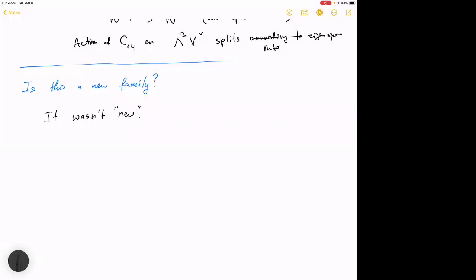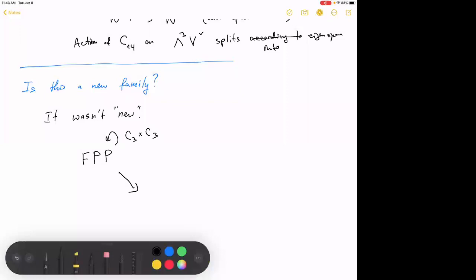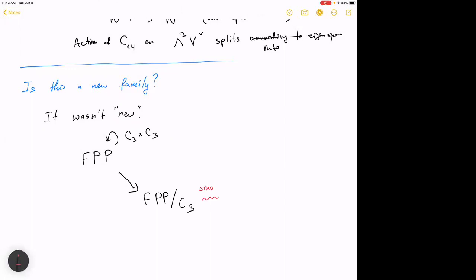There was some fake projective plane with a C3 cross C3 group action. And if you took a quotient by one of these, mod C3, then did some smoothing, non-explicitly, mind you, you don't have an explicit equation, then the smoothing would be surfaces with K squared equals 3. Here K squared is 9, here K squared is 3. And it had 3A2 singularities.